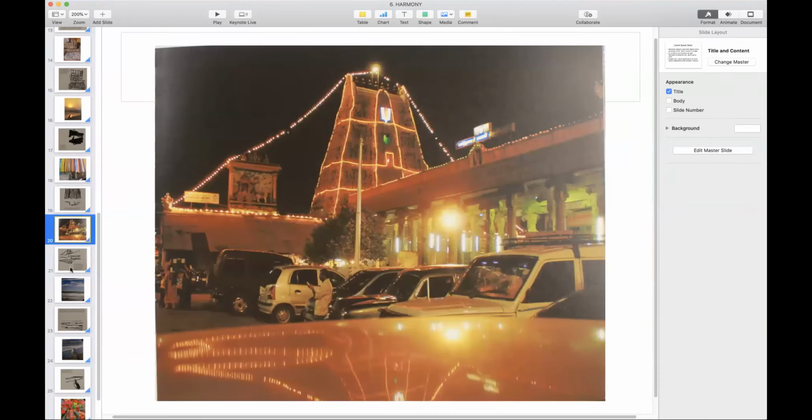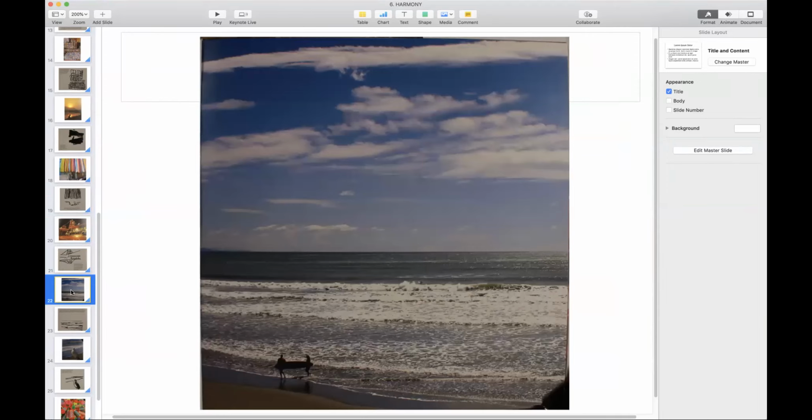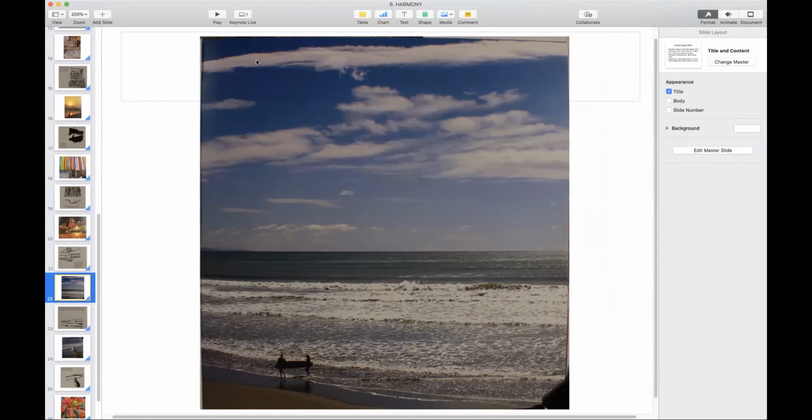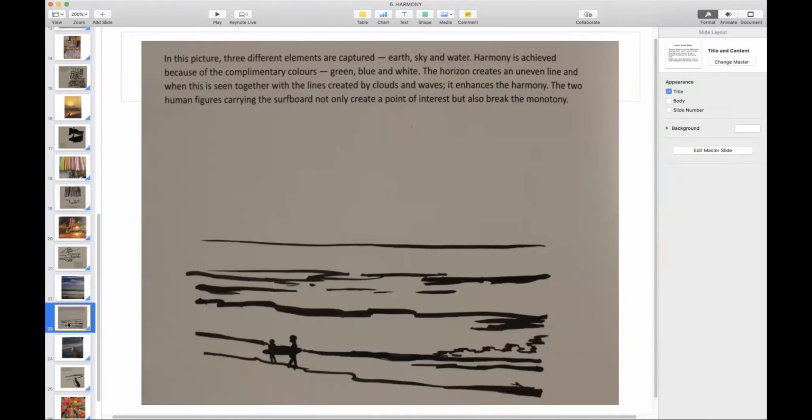This is again another simple image. It is more interesting because you could see how much space is being given from the top, bottom, and these guys who are carrying this boat. So in this picture, three different elements are captured: earth, sky, and water. Harmony is achieved because of the complementary colors, green, blue, and white.